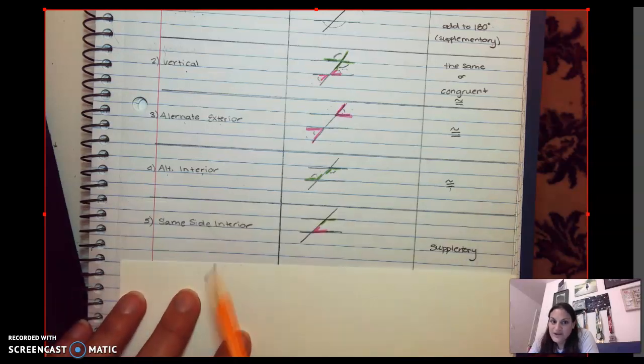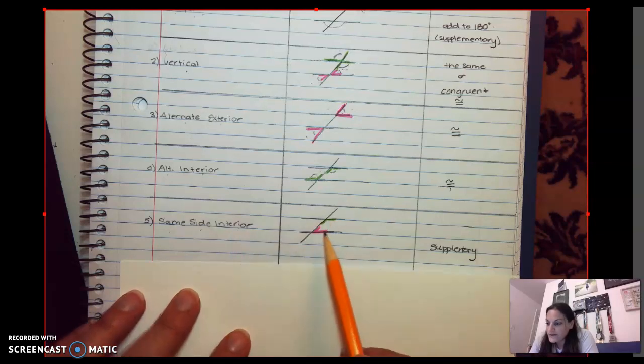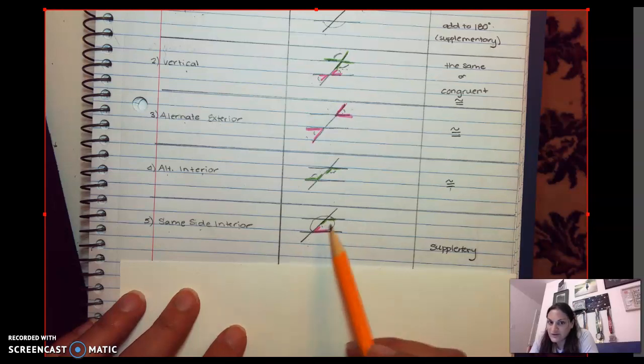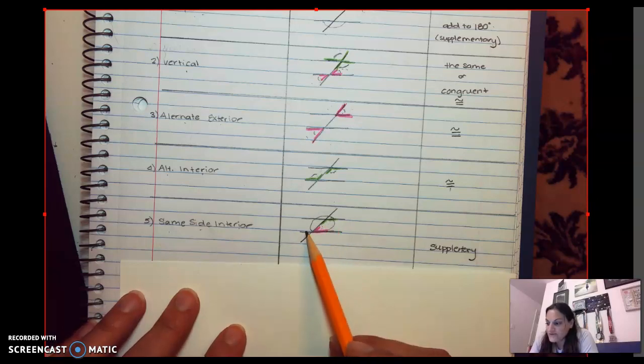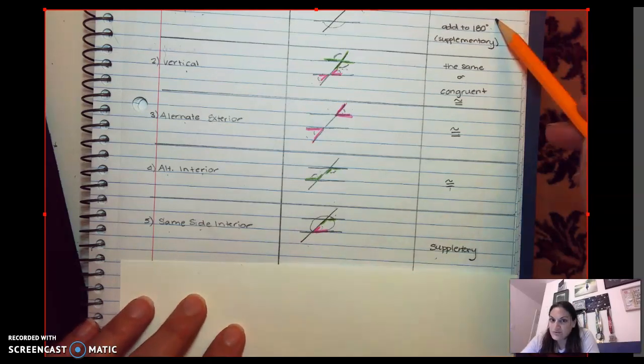Okay, same side interior angles, meaning that, again, they are inside the parallel lines, not on the outside. They are on the interior, but they are on the same side. They're both on the right side here. Okay, you could do the same thing with the left. If you notice the pink and the green, they are not congruent. They are supplementary, so they add to equal 180.